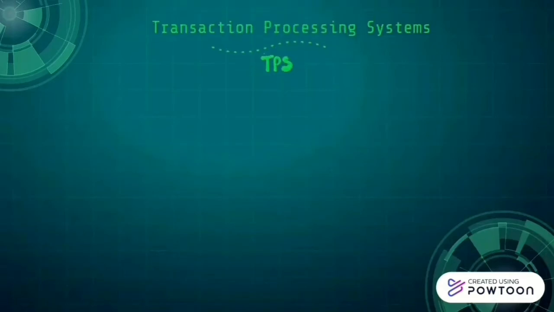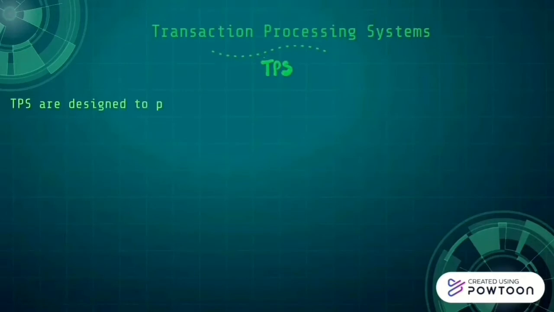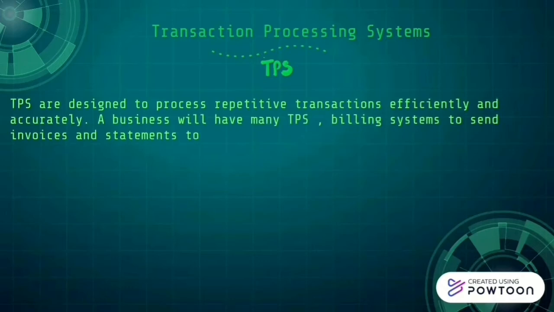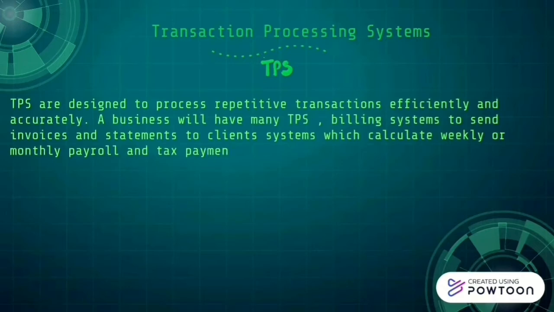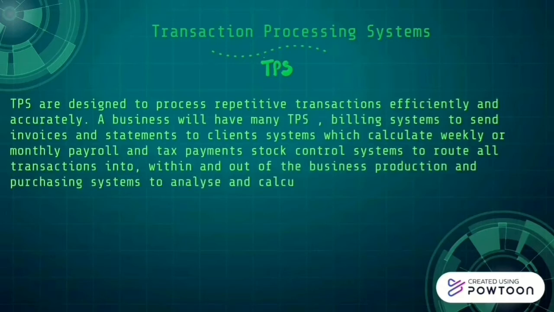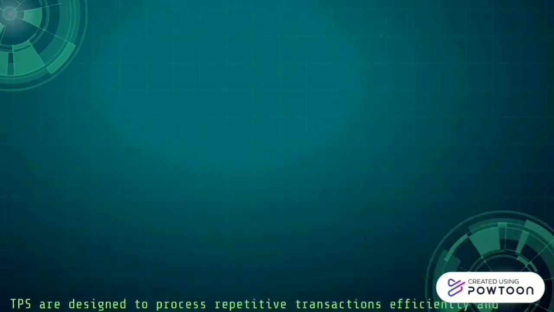Transaction Processing System. Transaction processing systems are designed to process repetitive transactions efficiently and accurately. A business will have many transaction processing systems: a billing system to send invoices and statements to clients, a system which calculates weekly or monthly payroll and tax payments, a stock control system to route all transactions into, within, and out of the business, and a purchasing system to analyze and calculate all raw material requirements.